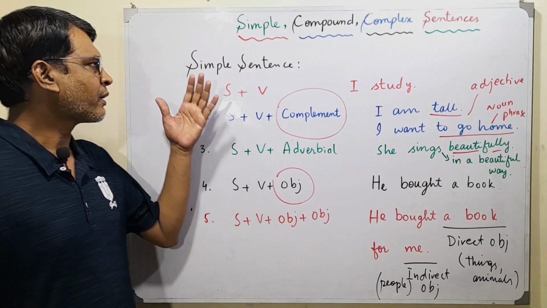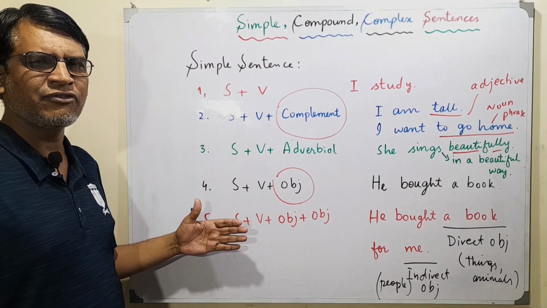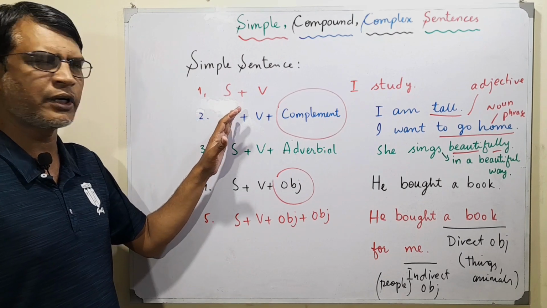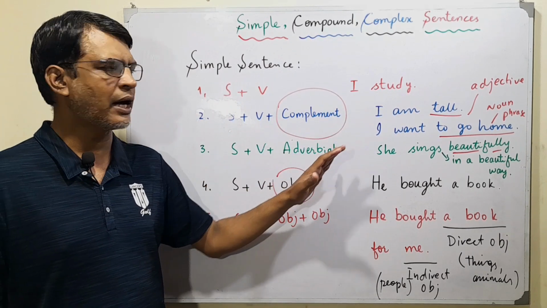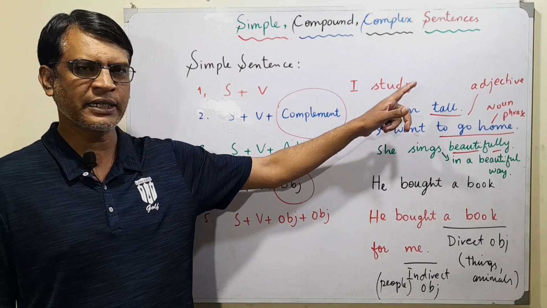So a simple sentence can be made in five ways. It can be subject and verb, I study. It can be subject, verb, and complement, I am tall, I want to go home, where tall is an adjective.